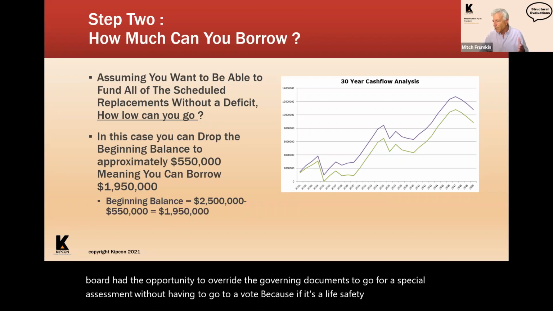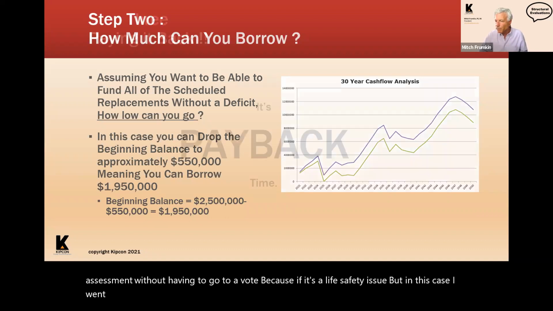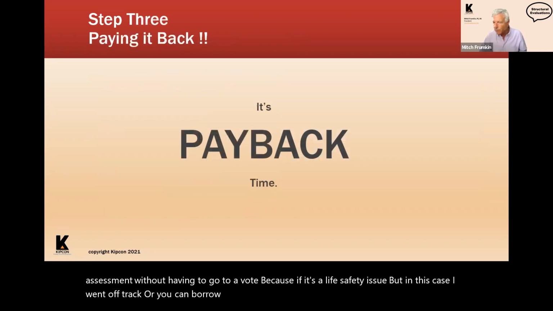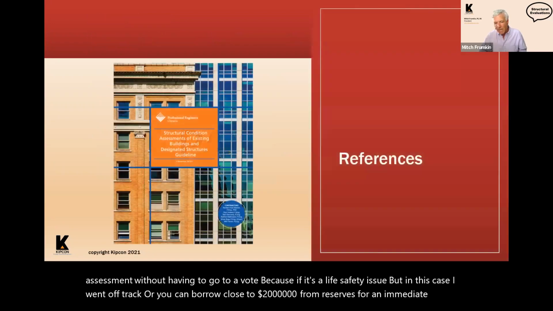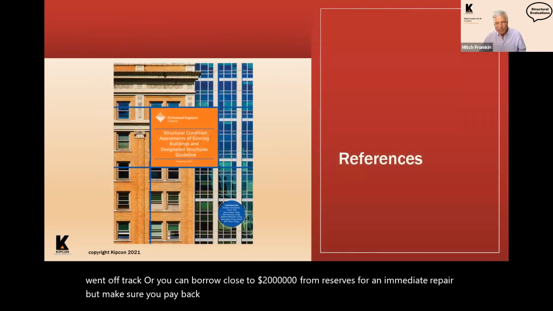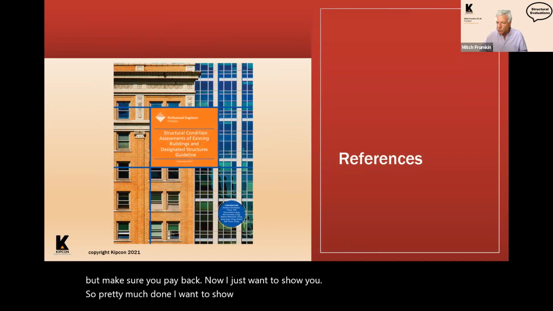But in this case, I went off track a little. You can borrow close to $2 million from your reserves for an immediate repair, but make sure you pay it back. Now, I just want to show you, I'm pretty much done. I want to show you some of the references we used.